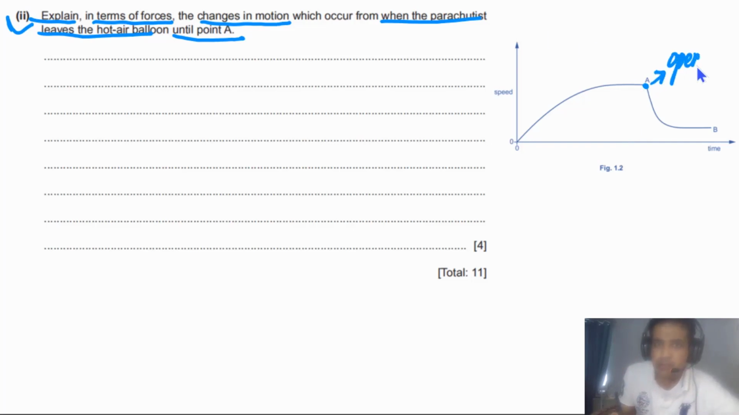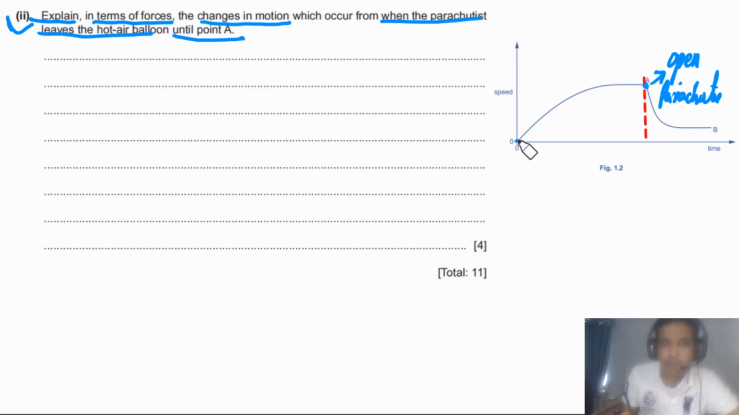Question is asking us to explain the motion before opening the parachute. So we can write on here, open parachute. So important point: open parachute at this point, so we have to talk before this point. We can also draw the line here. We have to explain until this point. So simply let me draw this line here until this point.